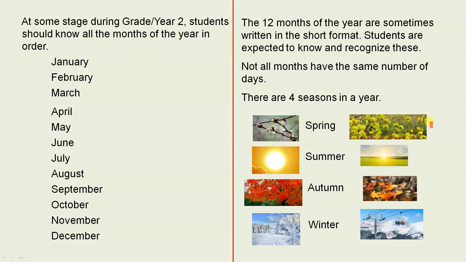Now, spring is normally when you get new shoots and buds forming, and beautiful new blossoms on trees and plants. Summer comes after spring, and that's when it's quite warm. Autumn comes after summer, that's when the leaves change colour and they normally drop off the trees. And winter comes after autumn, and that's normally very cold in winter.